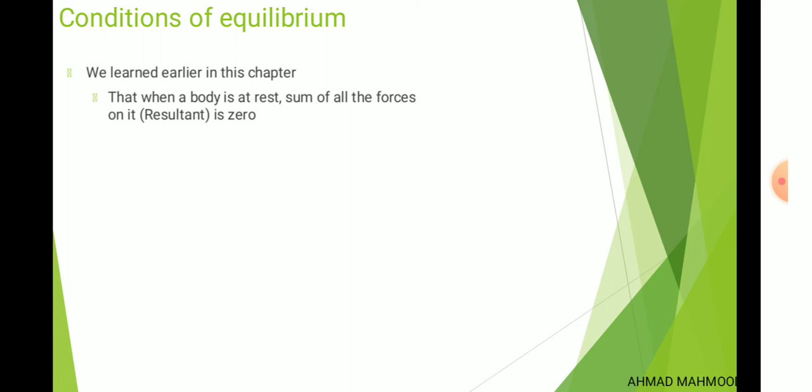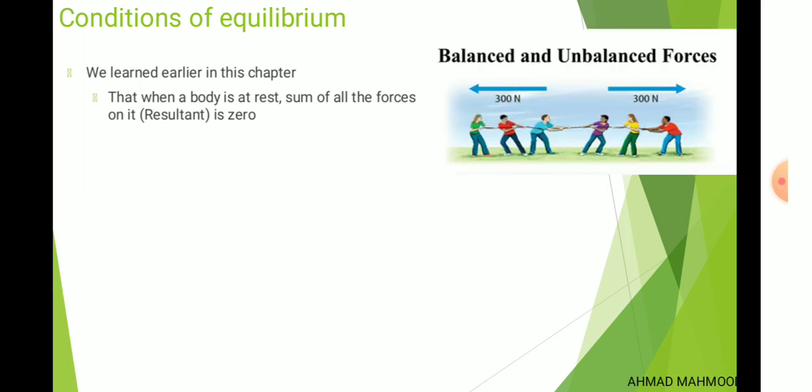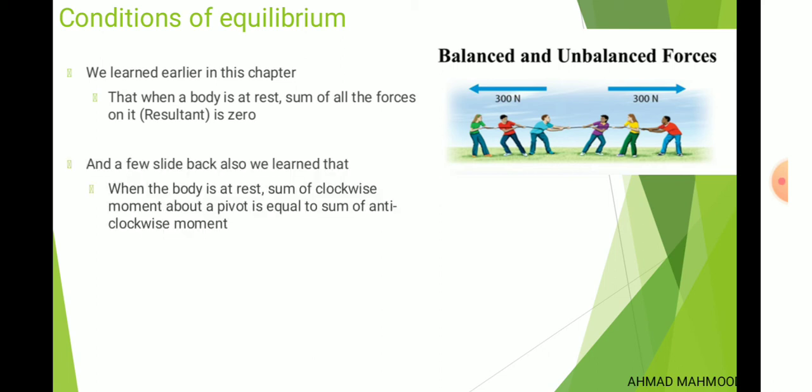Let me repeat it. To keep the body at rest, the first condition is that the sum of all the forces acting on it is zero. For example, in this figure, to keep them at rest, the sum of the rightward forces should be equal to the sum of the leftward forces, right? So it means that 300 should be equal to 300 to keep them at rest. That was the first condition. If we take the sum of these two, 300 minus 300, that will be equal to 0. The sum of these forces should be 0.